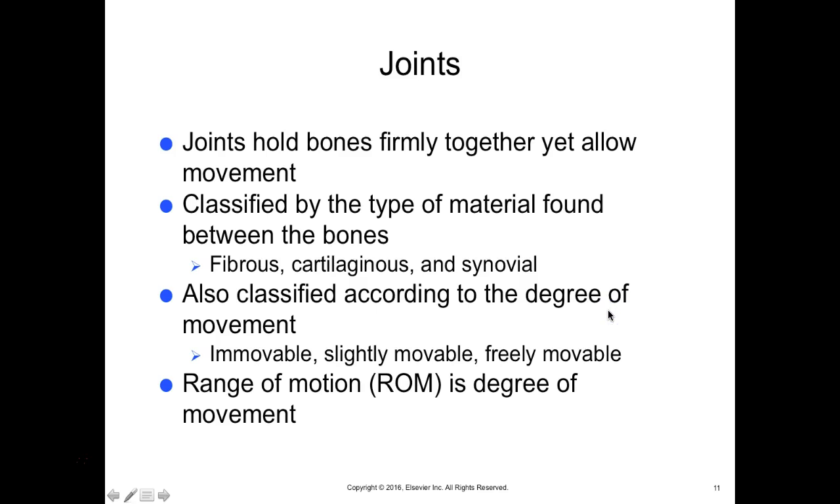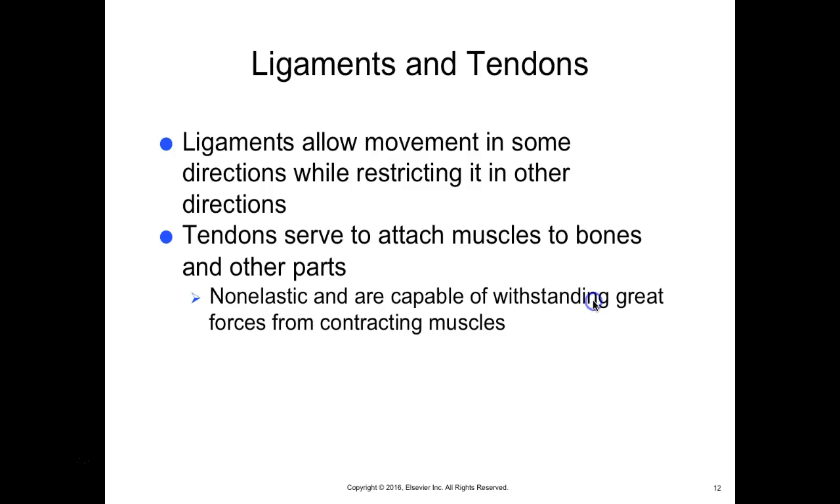All right, joints. You have two or more bones coming together to form a joint. They are held firmly together, but they also allow movement. So they're classified by the type of material found between the bones, either fibrous, cartilaginous, or synovial. And they're also classified according to their degree of movement, like the previous slide. So immovable, slightly movable, and freely movable. And range of motion is the degree of movement, or ROM.